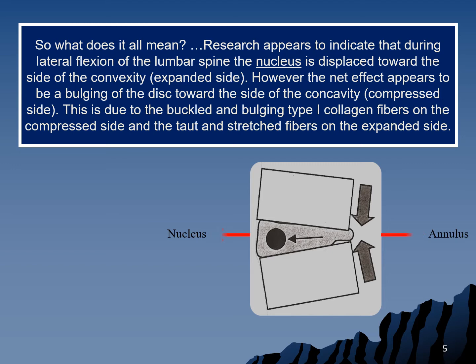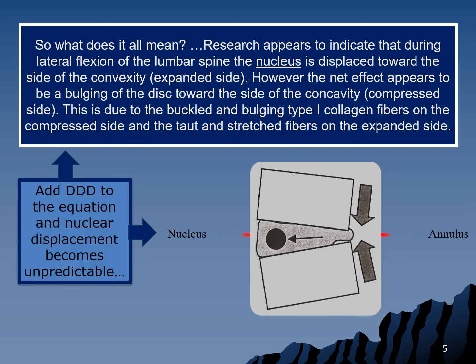And of course, this is due to the buckled and bulging type 1 collagen fibers on the compressed side and the taut and stretched fibers on the expanded side. But clinically, what would be of most interest to us, or symptomatically expressive, would be the bulge. You know, where does the annulus bulge? And that is to the concavity.